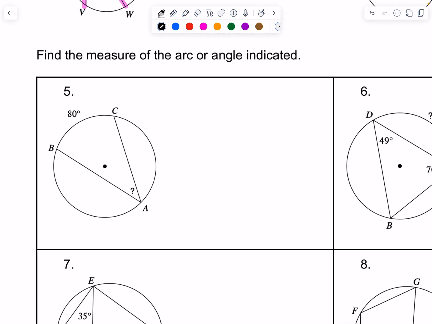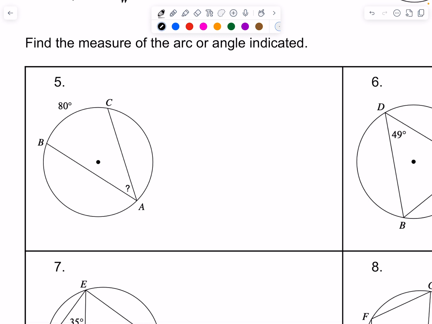Okay, number 5. For all of these, we're going to find the measure of the arc or angle indicated. So we have a question mark here. We're trying to find this question mark. And that is an inscribed angle. You'll notice that we have that vertex. We have these chords that make up the sides of the angle.